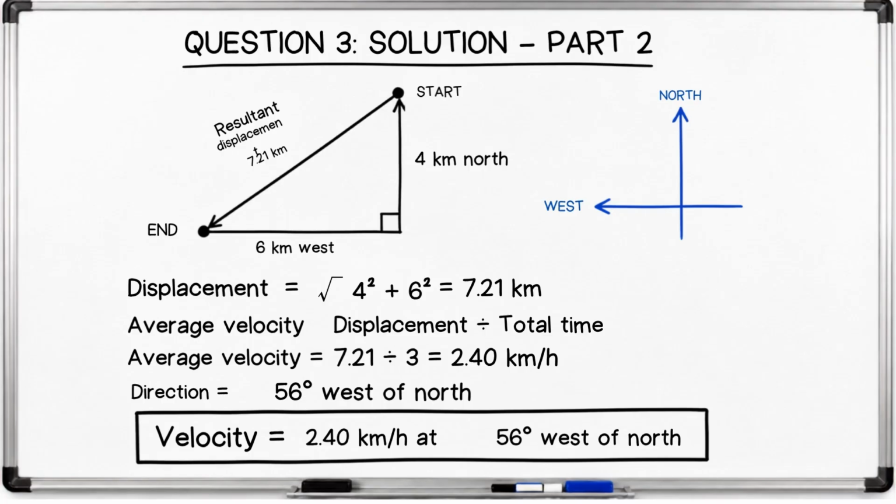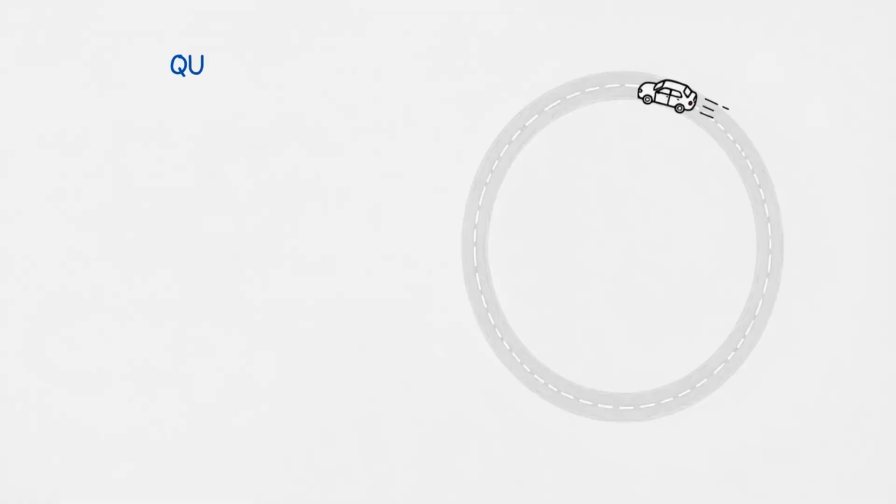Now we must include the direction. The direction is about 56 degrees west of north. Therefore, the average velocity is 2.40 kilometers per hour at 56 degrees west of north. Now let us look at question 4.